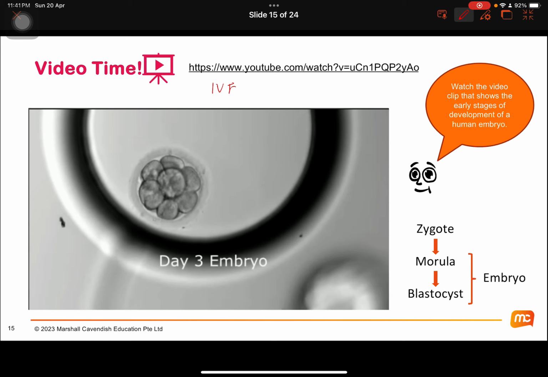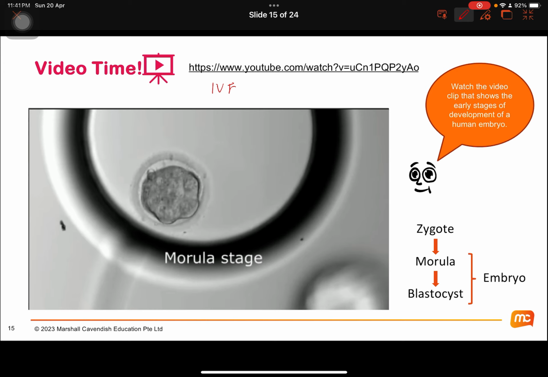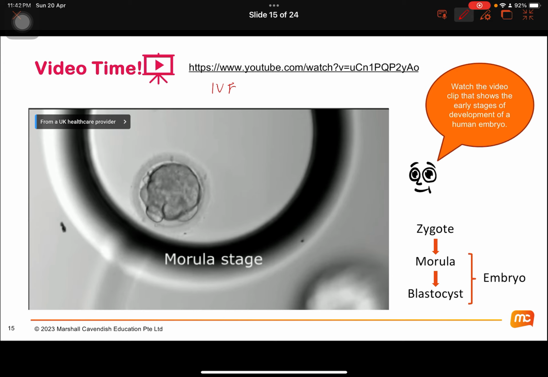Alright, so I'll just cut off the audio and you can see that this is day 3 after fertilization happens and the embryos continue to divide and multiply in numbers, as you can see. So the doctors will observe for about a week under the microscope and will constantly update the couple about the successful development of the fertilized eggs, and you can see that at this stage it's known as morula.